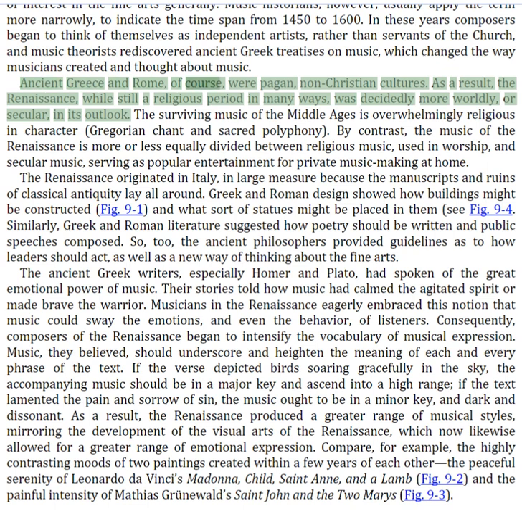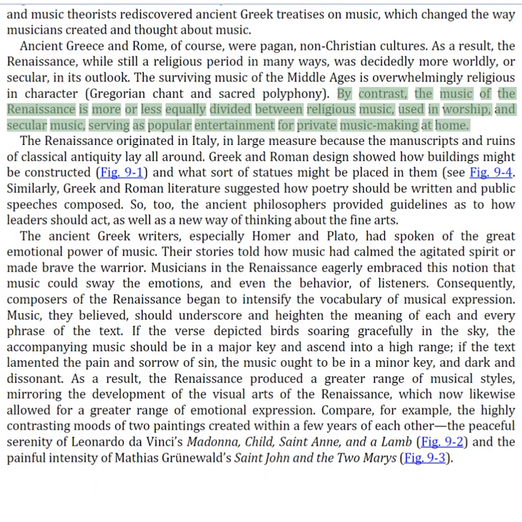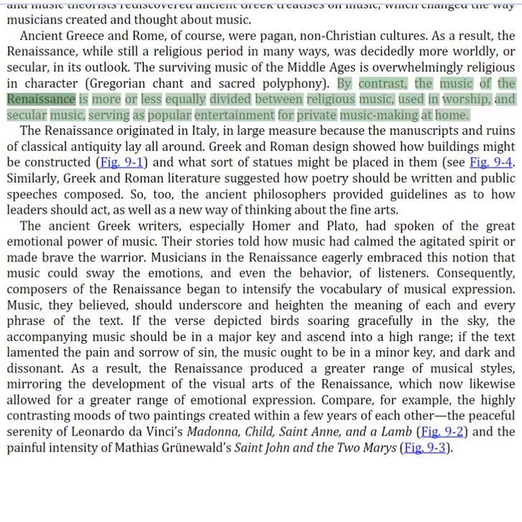Ancient Greece and Rome, of course, were pagan, non-Christian cultures. As a result, the Renaissance, while still a religious period in many ways, was decidedly more worldly, or secular, in its outlook. The surviving music of the Middle Ages is overwhelmingly religious in character. By contrast, the music of the Renaissance is more or less equally divided between religious music, used in worship, and secular music, serving as popular entertainment for private music making at home.